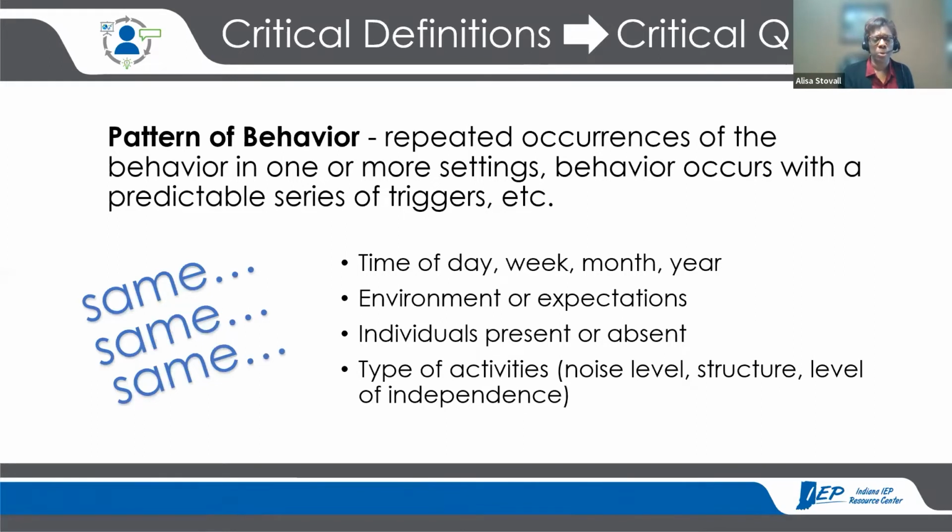So if we're going to move this forward from a concern to maybe something more, the team needs to get together and have some discussion and make some decisions. And before they can make those decisions, in Article 7, the law requires us to consider two things. First being, is there a pattern of behavior to be concerned about? We've defined this within the IEP system, if you've gone into that section, as repeated occurrences of the behavior in one or more settings.